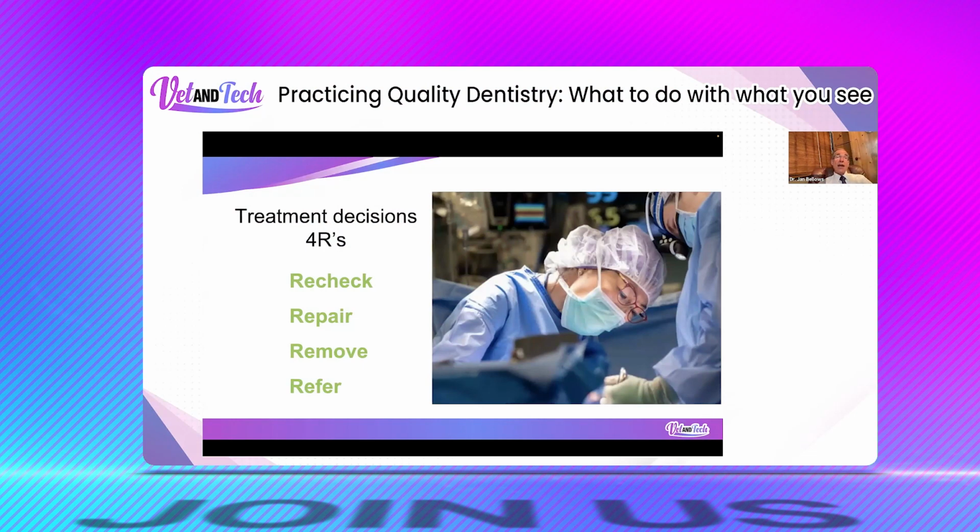Is it one that we can recheck? Is it one that we can repair, make the dog well? Is it one that the tooth has to be removed? Or is it something that we have to refer? And if you can classify it in all those four little buckets, then it really makes dentistry just so much easier to understand.